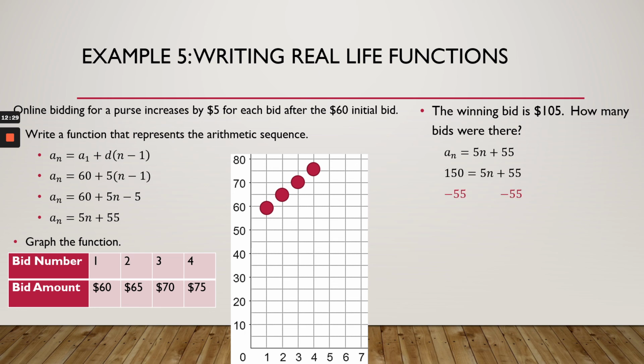So minus 55 from both sides, and we get 5n is equal to 135. Divide by 5. So the 27th term. Okay, so to make it all the way out to 105, we would have to make it out to the 27th term in order to find that. So there were 27 bids in all.